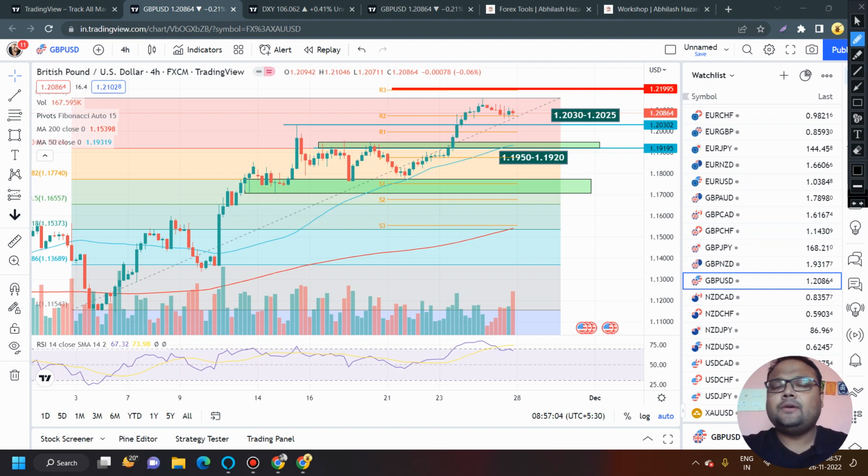And especially when there is not much volume in the market, it's always better to take a buy position at a retracement or a pullback. It's a much safer entry into the market.